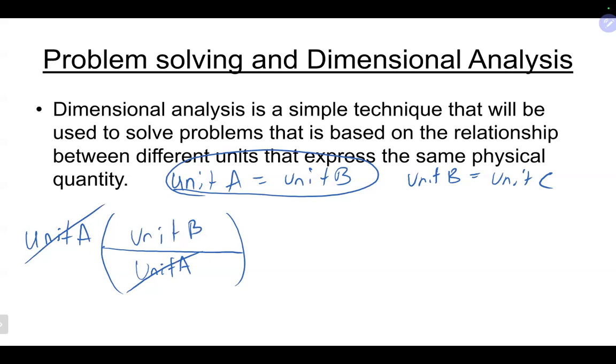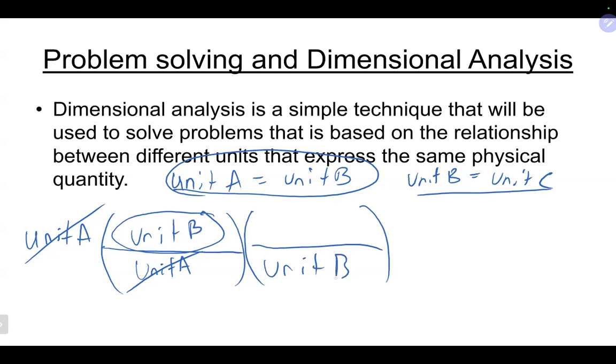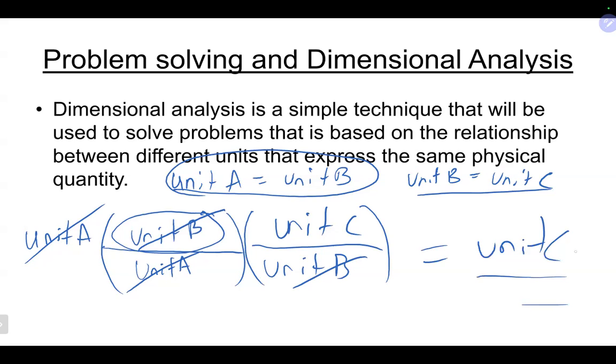If I stop right there, I'm at unit B, which is close, but maybe I want to go to C. So we could just continue on the calculation. By setting it up like this, you can clearly see that my unit B is still up on top, which means to get rid of it, I've got to put unit B on the bottom. And I can use this for my next conversion. Unit B on the bottom gets me to unit C, and these guys would cancel and leave us with unit C in this case.